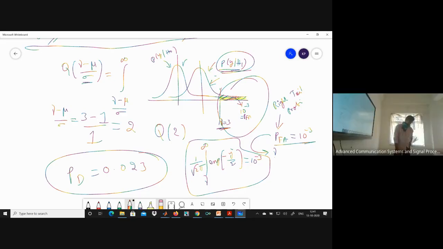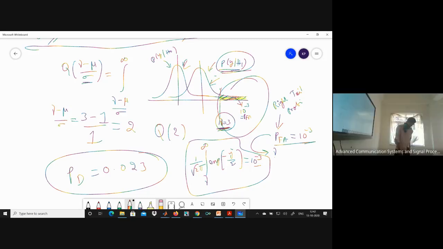See, probability of false alarm, if you would like to calculate, you should calculate the area under this curve after this gamma. At some value of gamma, you'll be getting the area 10 to the power minus 3. So I would like to calculate the value of gamma. Gamma value, I don't know.